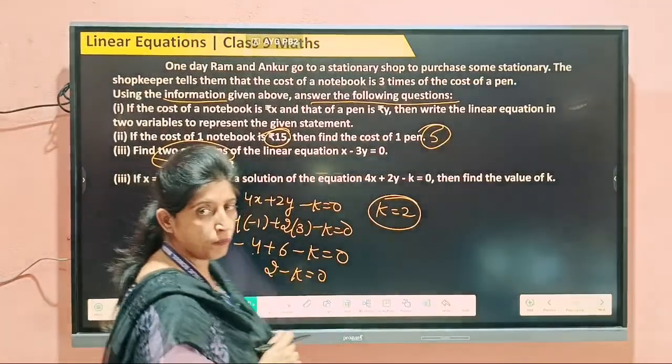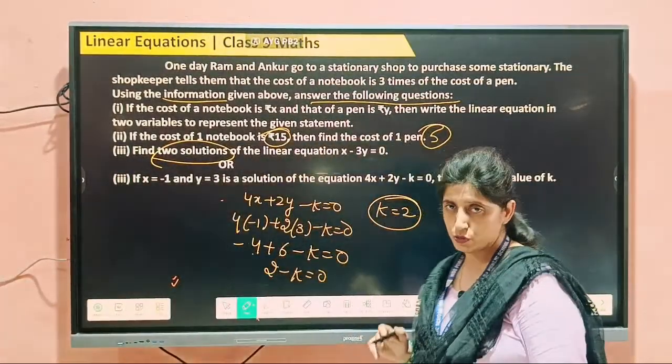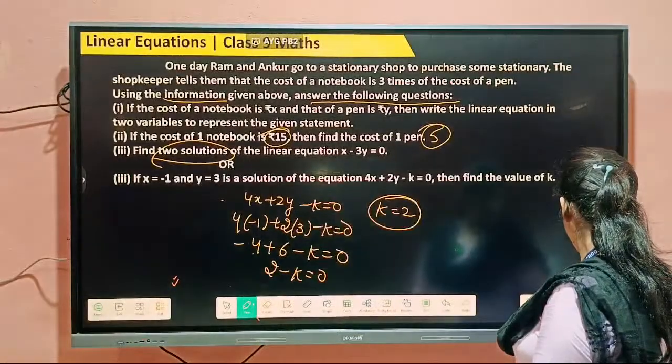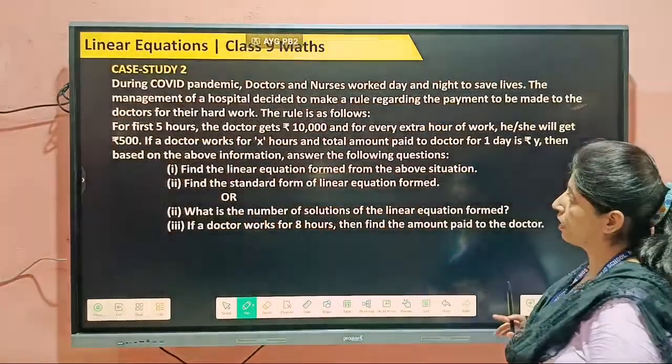Right? I hope this question is understood by all the students. Now we will go to the next case study.